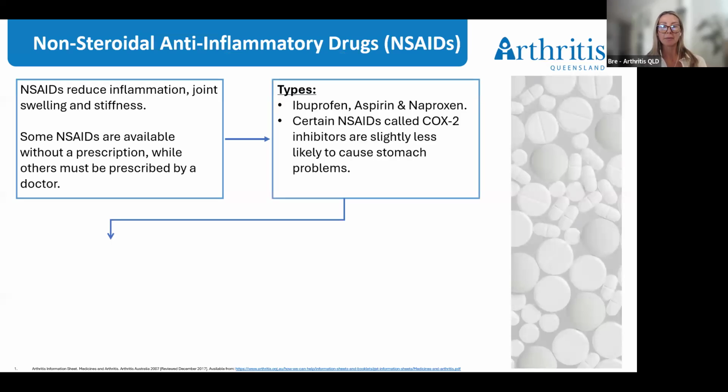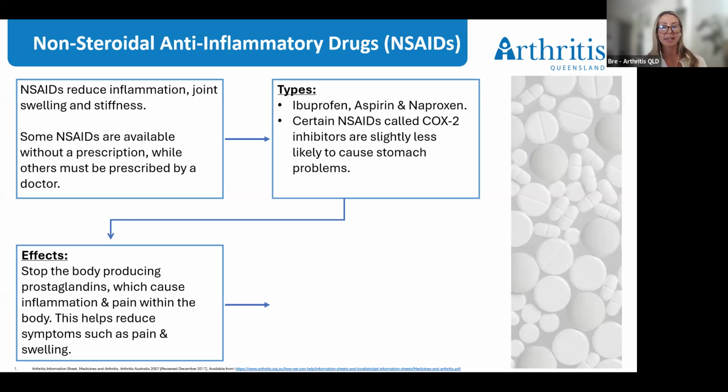There are many different types of NSAIDs available, such as ibuprofen, aspirin, or naproxen, and there's a certain group of NSAIDs called COX-2 inhibitors, and these are slightly less likely to cause stomach problems.